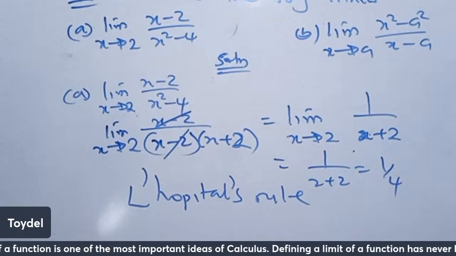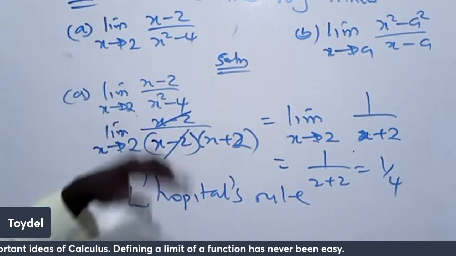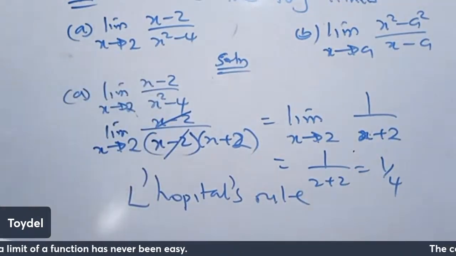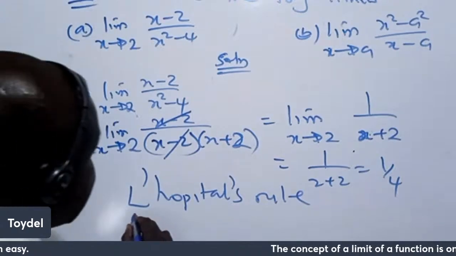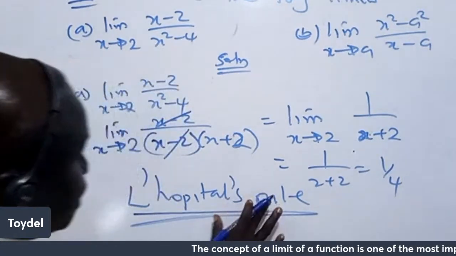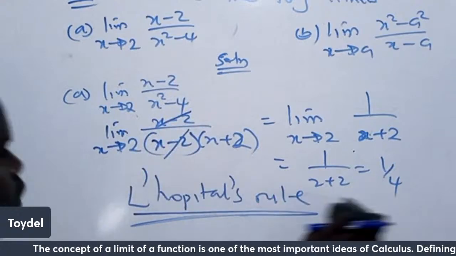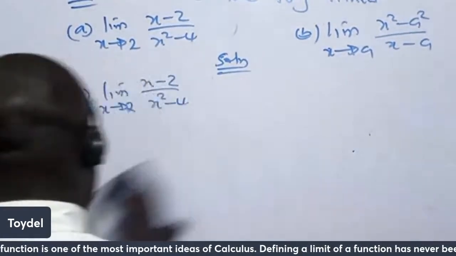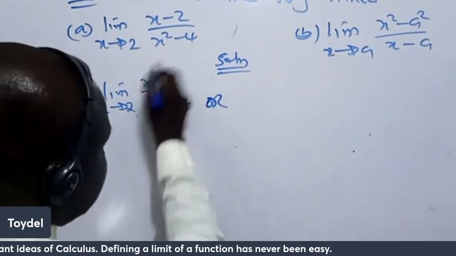Because I've not introduced the concept of differentiation here, I will differentiate now, but with time, you will understand how to differentiate. So that's the meaning of L'Hopital rule: you differentiate both the numerator and the denominator. So instead, at the end of the day, we are going to get 1 over 4. So let's quickly do that. You can use the first method, or you can apply L'Hopital rule now.